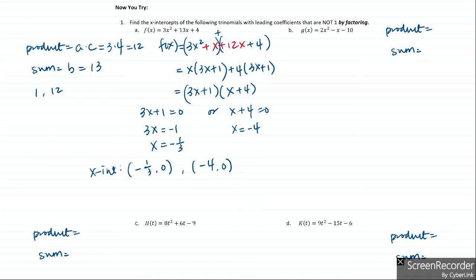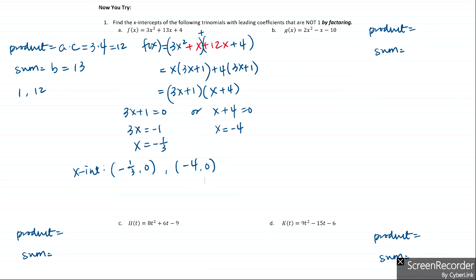And now moving on to part B, we can do the same thing as before. We can see the product is going to be the product of A times C, which would be 2 times negative 10, or negative 20. I'm running out of space a little bit. And the sum needs to be equal to just B. In this case, the coefficient B is equal to negative 1. And when the product is negative, that means the two numbers must have opposite signs.